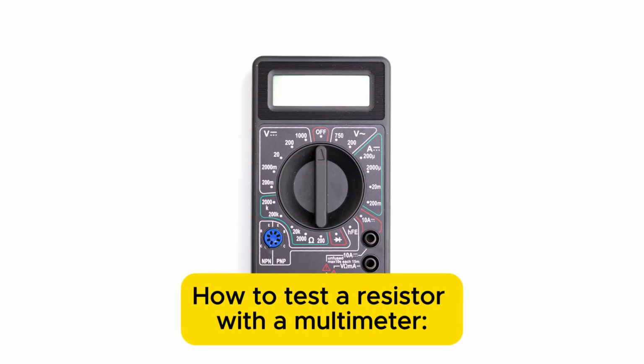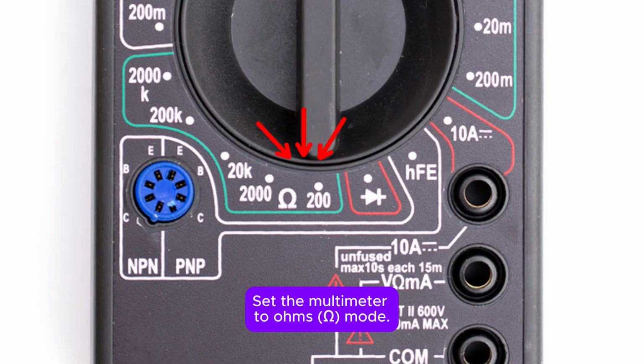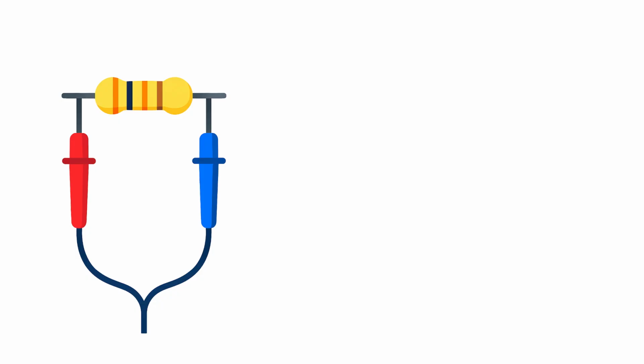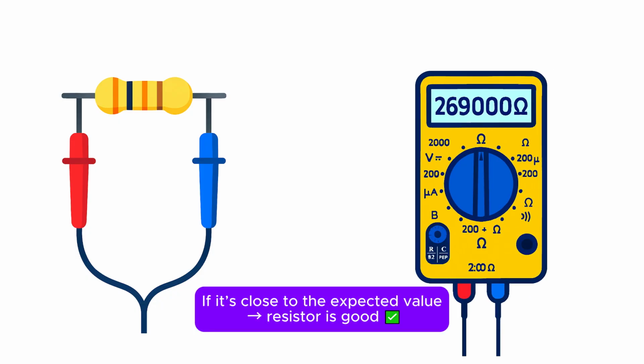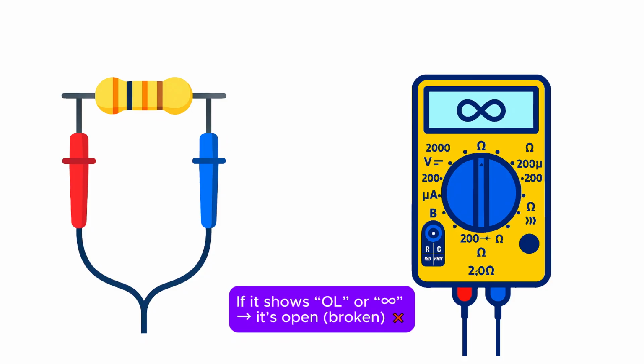How to test a resistor with a multimeter? Set the multimeter to ohms mode. Touch the two resistor leads with the probes. Read the value. If it's close to the expected value, the resistor is good. If it reads zero or near zero, it's shorted. If it shows OL or infinity, it's open or broken.